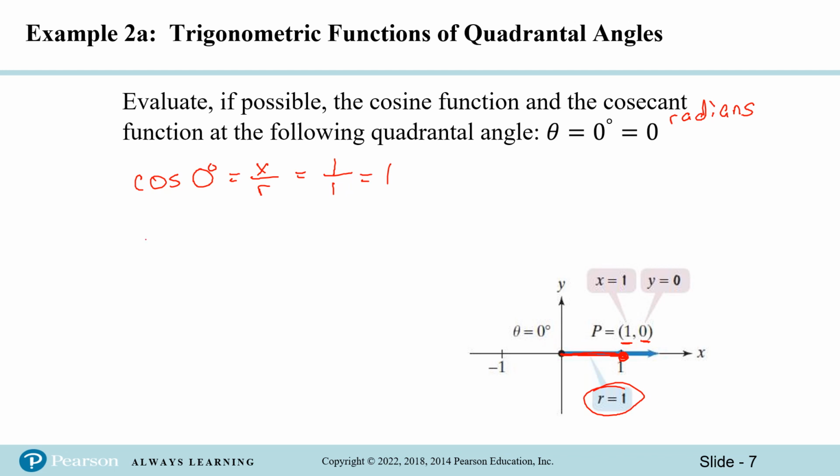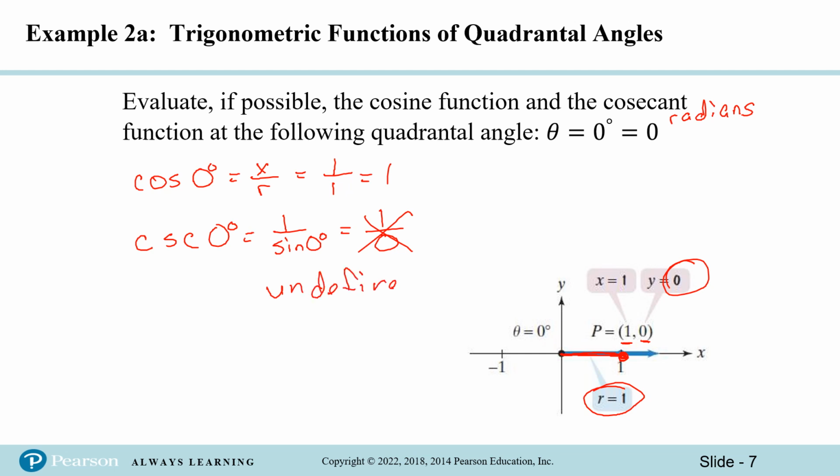The cosecant of 0 degrees is 1 over the sine of 0 degrees. And remember, the sine is the y value. So this is saying 1 over 0, but you cannot divide by 0. And so this is undefined. The cosecant is undefined at 0.